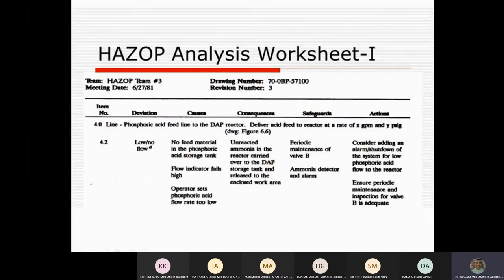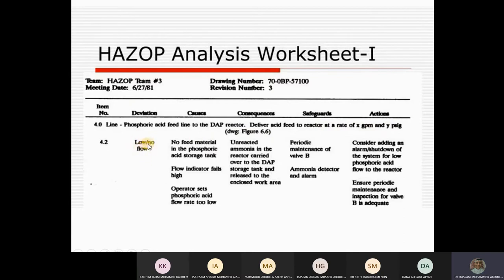Just giving you an example here, just look at it. We have HAZOP team number 3, maybe you, drawing number, this was the date, 27/6/1981, revision number 3. When we went there, what did we see? We put our item number, just to refer back to it. We are talking about the phosphoric acid feed line to the DAP reactor. Deliver acid feed to the reactor at a rate of that GPM and that PSIG. Okay, figure 6.6. So what happens?